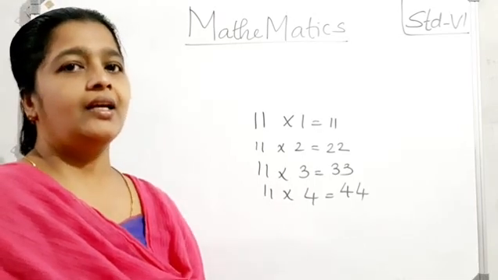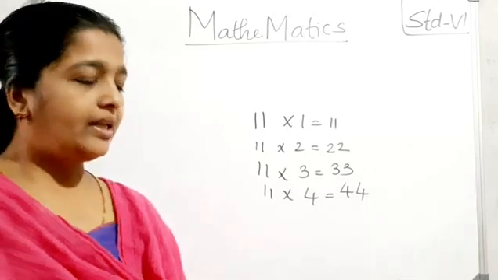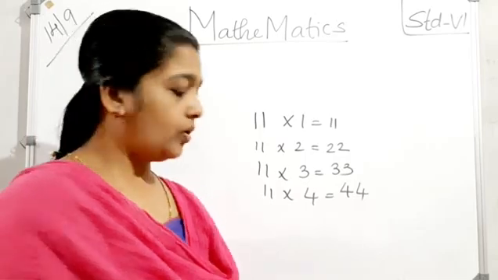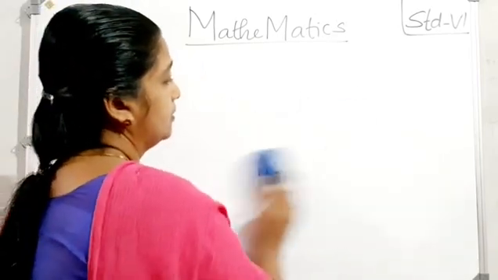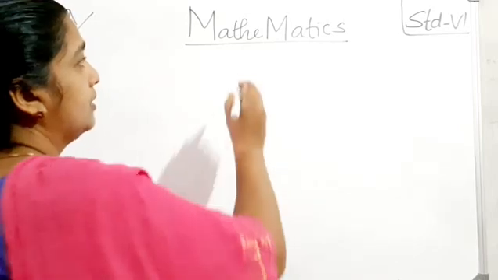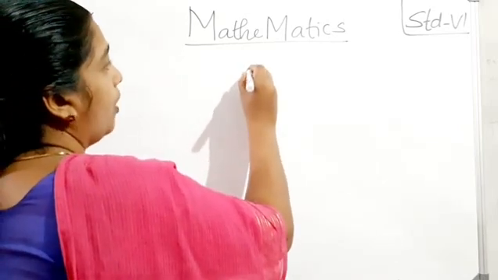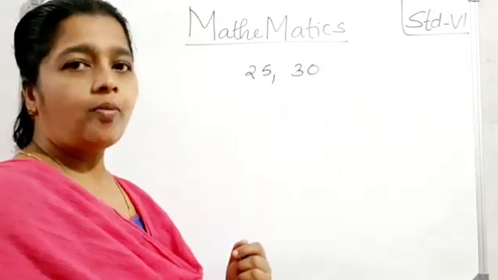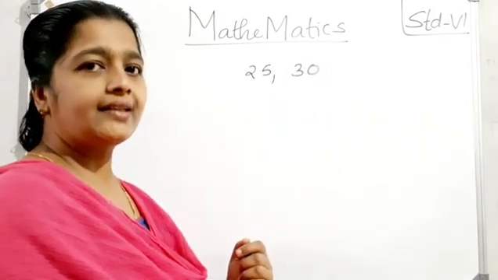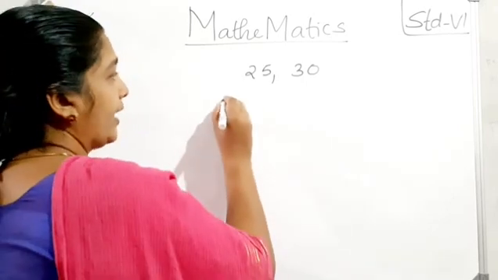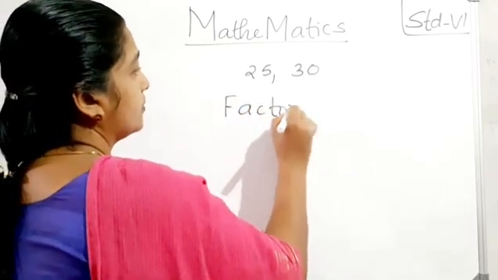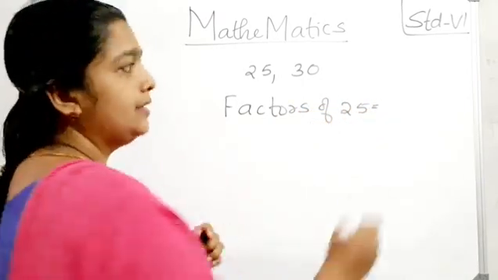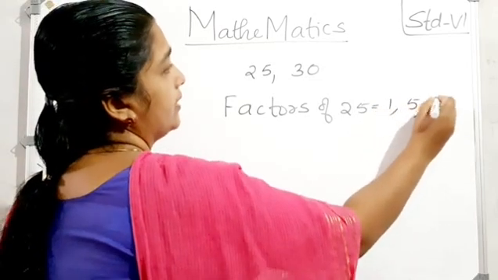Clear? Yes. Next topic: what is the difference between common factors and common multiples? Listen. Question: write the common factors of 25 and 30. Write the common factors of 25 and 30. First we want to write the factors of 25. Say the answer. Factors of 25: 1, 5 and 25.